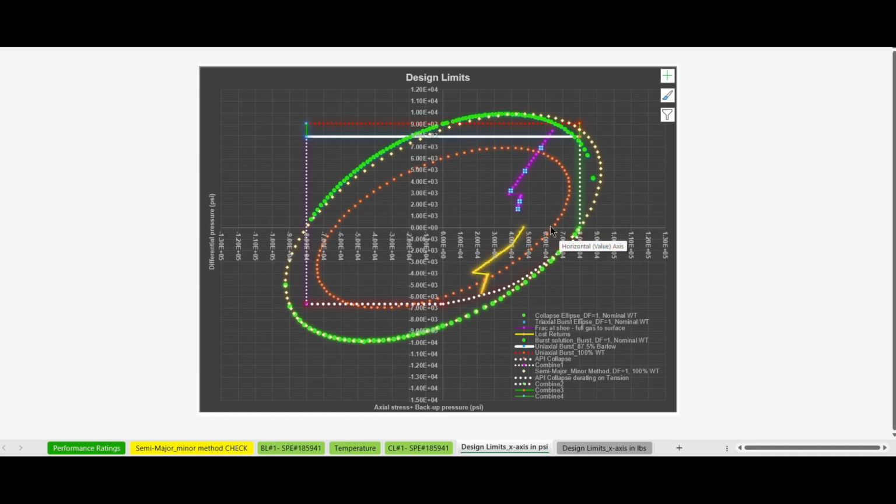corresponding tension profile. And here, this one is the collapse load case, and as you can see, it is plotted in the collapse region of the design limits, and it has the corresponding delta P values. I put them into the 10 to the 5 or 10 to the 4 format here. You can see the highest pressure over here, in the stress format, is 47,000 psi. However, it comes down to almost 17,000 psi. Of course, this is the axial stress plus the backup pressure.